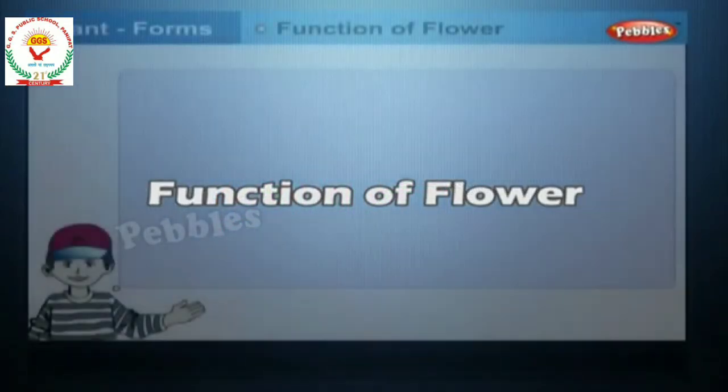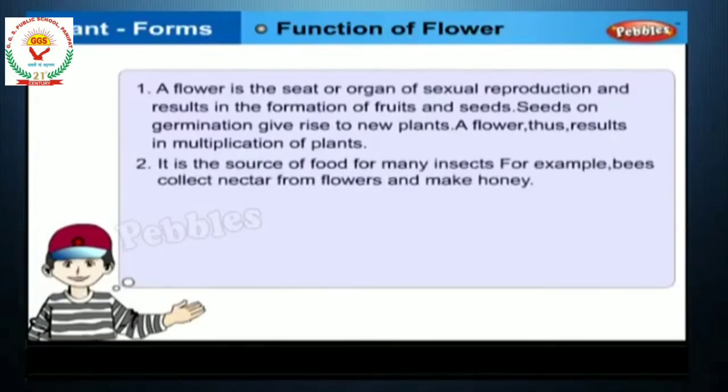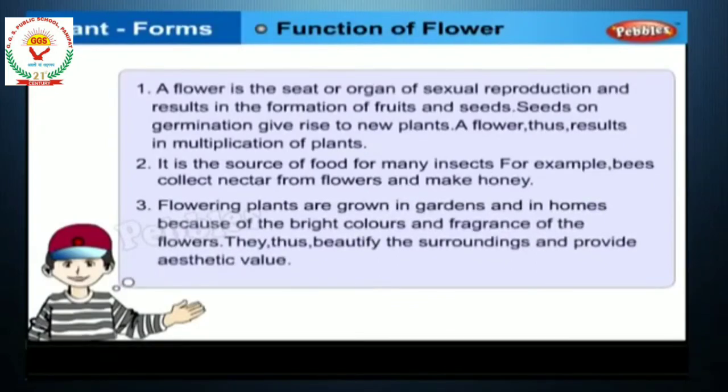Function of flower. A flower is the seat or organ of sexual reproduction and results in the formation of fruits and seeds. Seeds on germination give rise to new plants. A flower thus results in multiplication of plants. It is the source of food for many insects. For example, bees collect nectar from flowers and make honey. Flowering plants are grown in gardens and in homes because of the bright colors and fragrance of the flowers. They thus beautify the surroundings and provide aesthetic value.